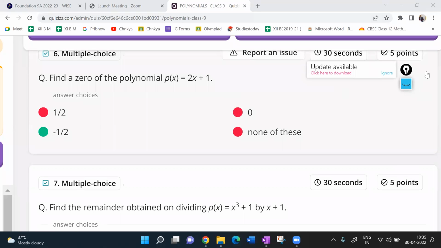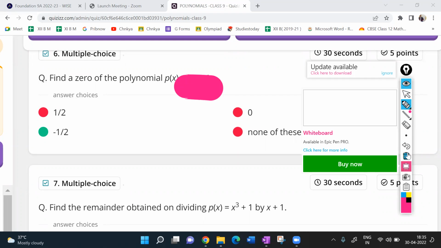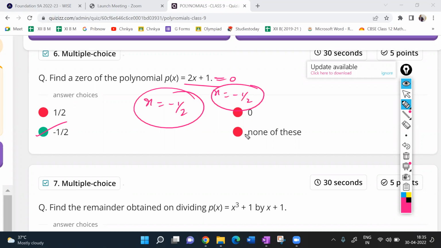And the zero of this polynomial. How can you find out the zero? Very simple. The zero of the polynomial is nothing but 2x plus 1 equals 0. So 2x plus 1 is equal to 0, so x is equal to minus 1 by 2. Option C is correct. Here we simply equate to 0 and find the x value, minus 1 by 2. That is how we do this. Quite simple question. Next, clear the screen.